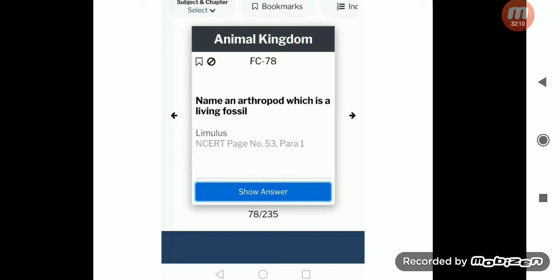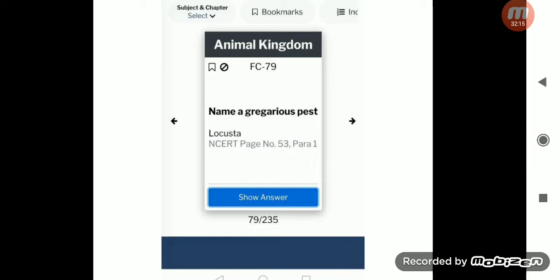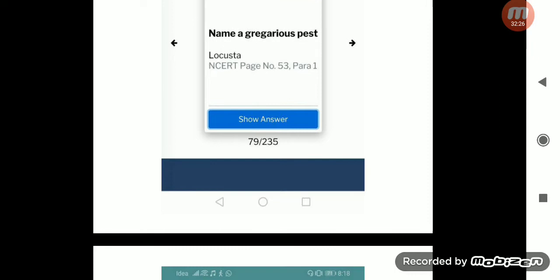Name an arthropod which is a living fossil: limulus. Now name a gregarious pest: locusta.